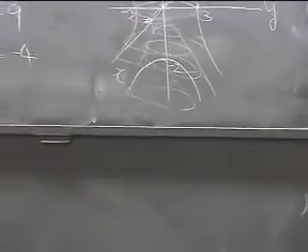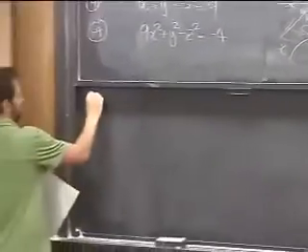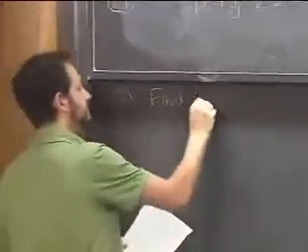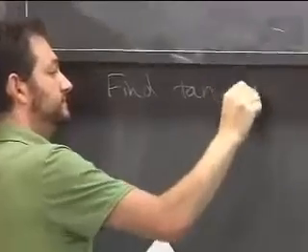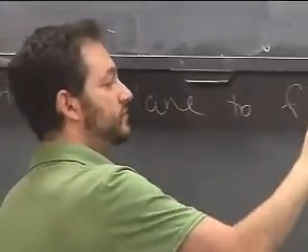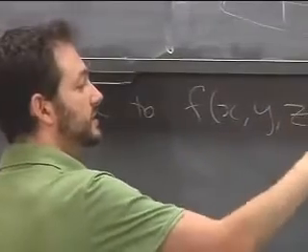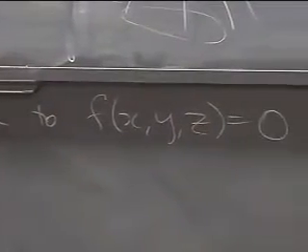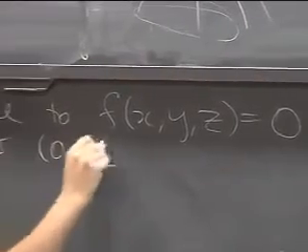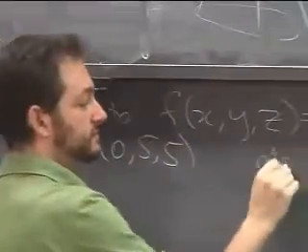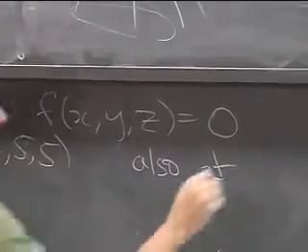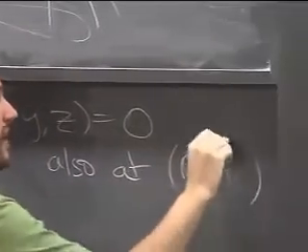The real question is part 2, or part B I'll call it: find the tangent plane to the level set f of x, y, z equals 0, that's the cone, at the point 0, 5, 5, and also, so it's really tangent planes, also at 0, 1, 1.